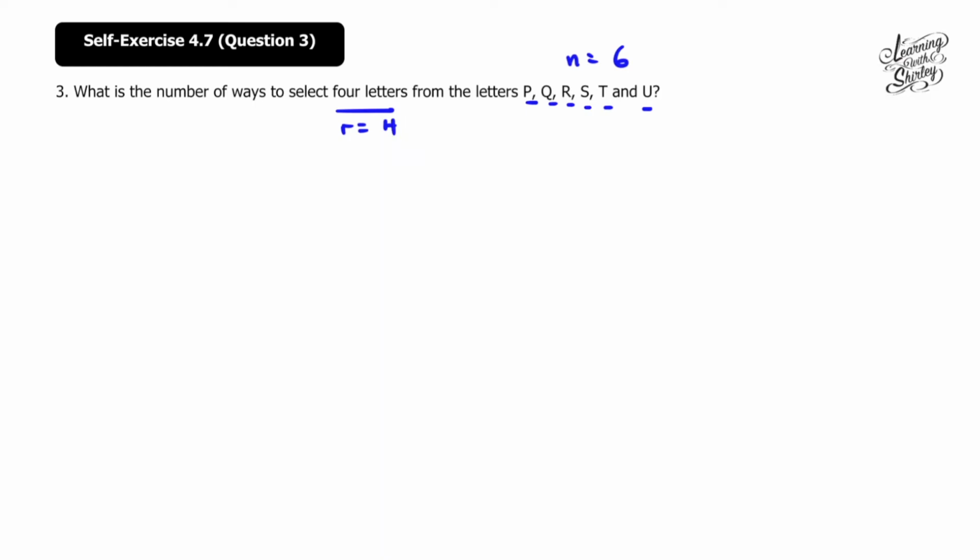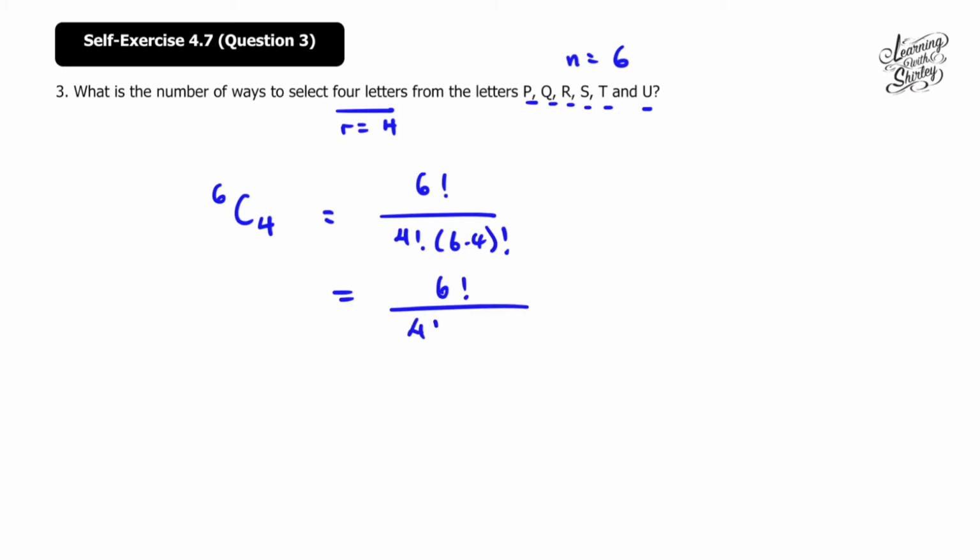So therefore, we're going to put into the formula of nCr, which is 6C4, which is equals to 6 factorial over 4 factorial times with 6 minus 4 whole thing factorial, which is equals to 6 factorial over 4 factorial times with 2 factorial. And then we use the calculator, we'll get 15 ways. And that's the answer.